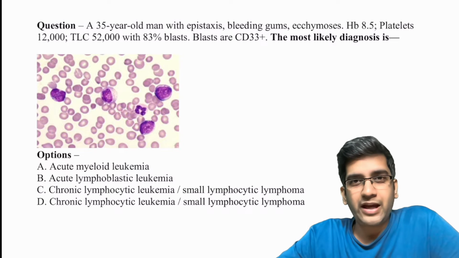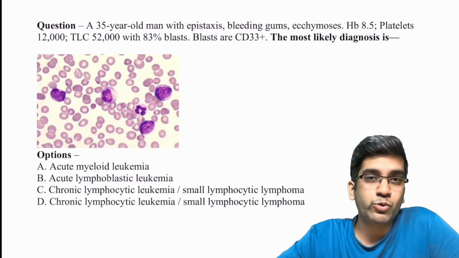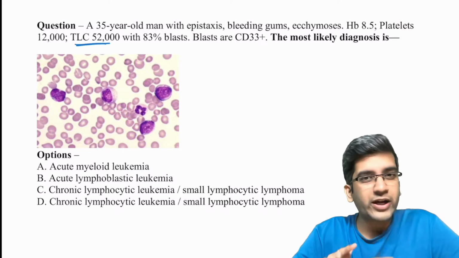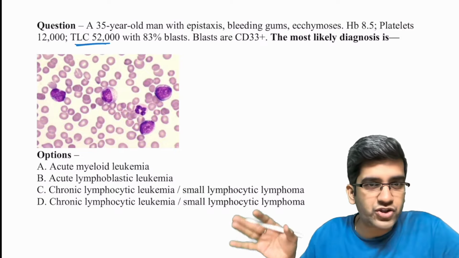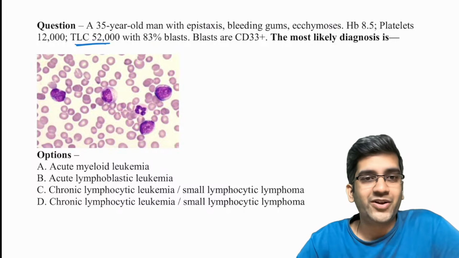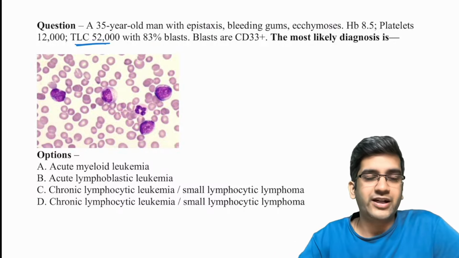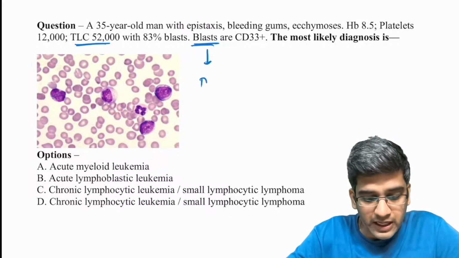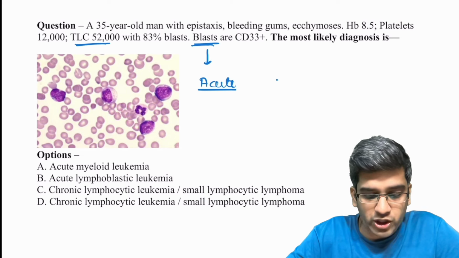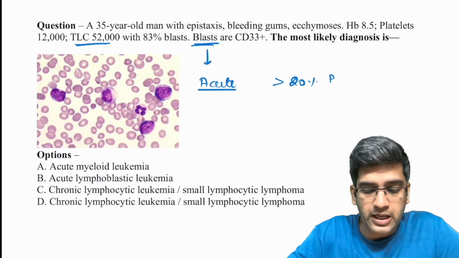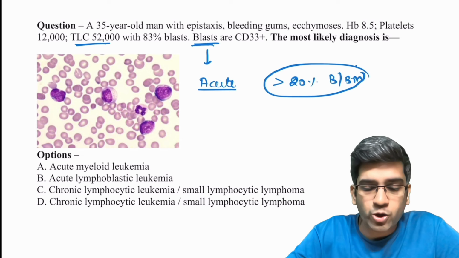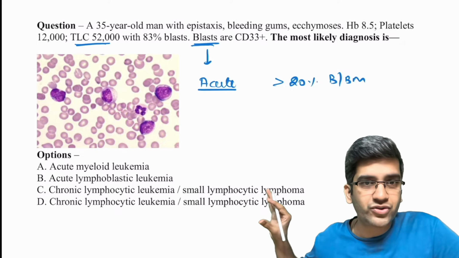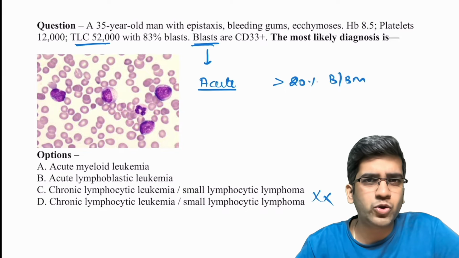35-year-old, bleeding epistaxis, gum bleeding, ecchymosis. Platelet is reduced, hemoglobin is reduced, TLC is high. I'm thinking something in terms of a WBC neoplasm. Okay. Now, there are two repeats, ignore that, fine. Blasts are CD33 positive. The moment I have the term blast, I'm going to think of an acute leukemia because acute leukemia is where you have blast more than 20% in the blood or bone marrow, right? I don't call blast in case of a chronic leukemia. Chronic leukemia is generally your mature cells, right? So this can be ignored. Myeloid or lymphoid can be ignored to some extent, right?